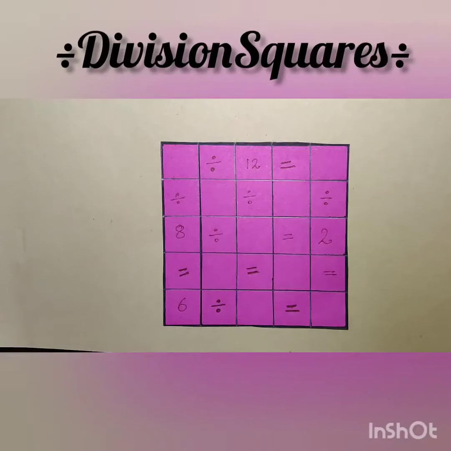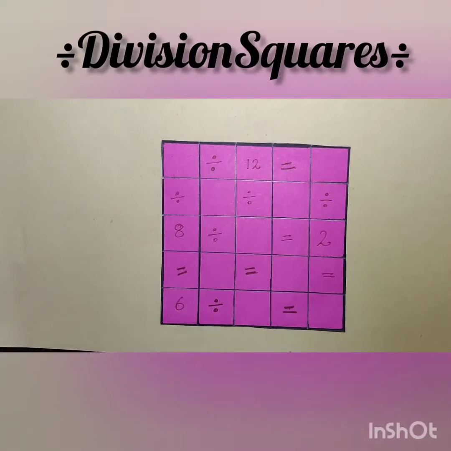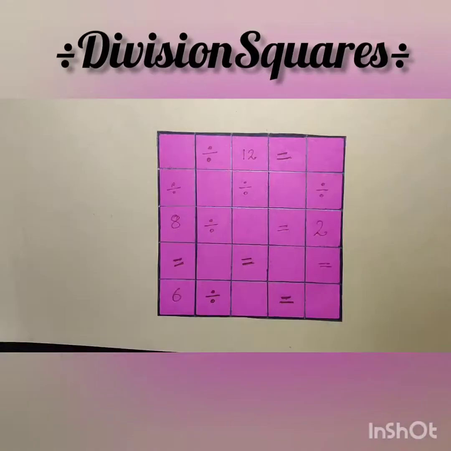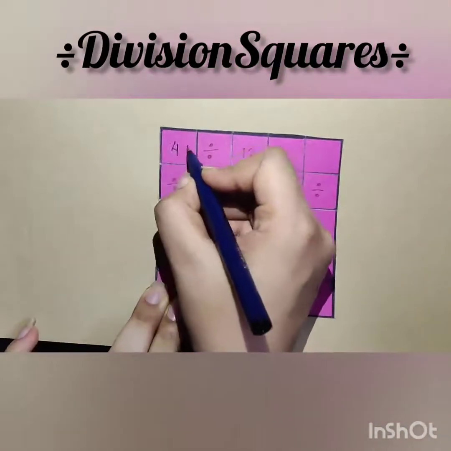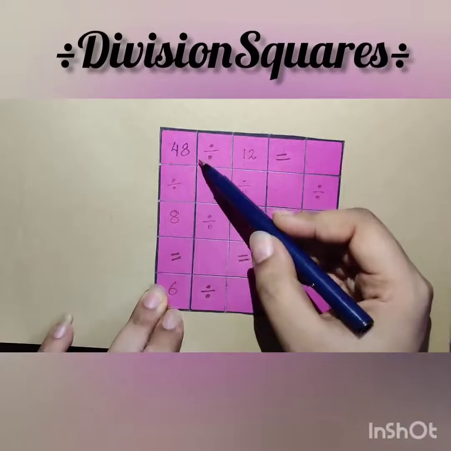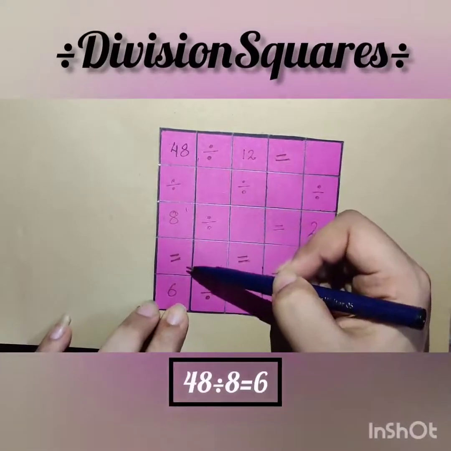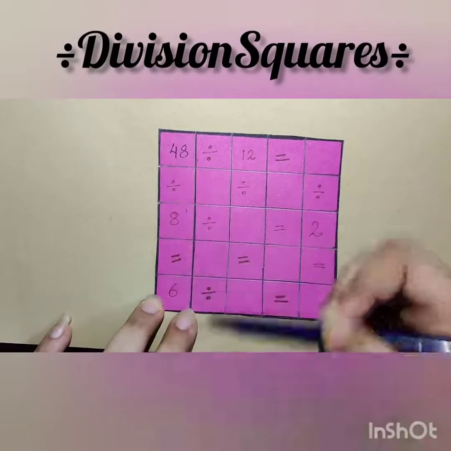Okay, some number is divided by 8 and it gives the answer as 6. And I just don't know this answer, so I'm going to multiply both the numbers, okay? So now 6 multiplied by 8, the answer is 48. So here we can understand that 48 divided by 8, the answer is 6, correct?